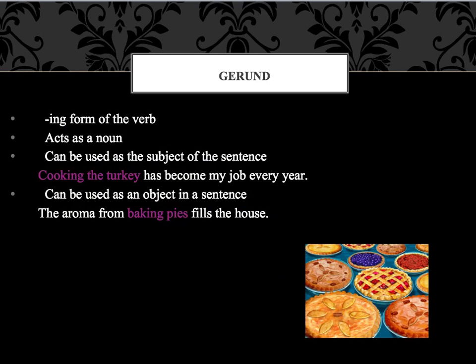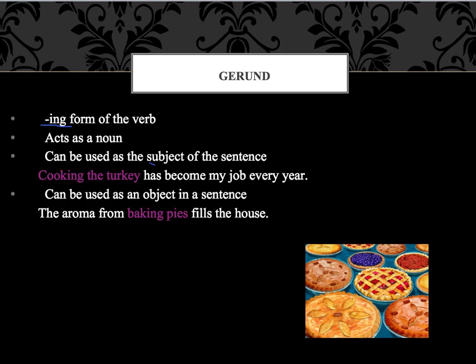A different form of a verb is a gerund. Okay, a gerund is like a participle because it has an ing. Okay, so it's almost the same form as a participle. They both have the ings. What's different about the gerund is it acts as a noun. Okay, so it can do what nouns do.